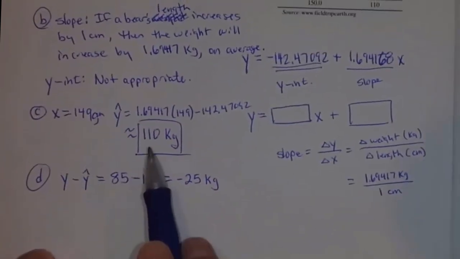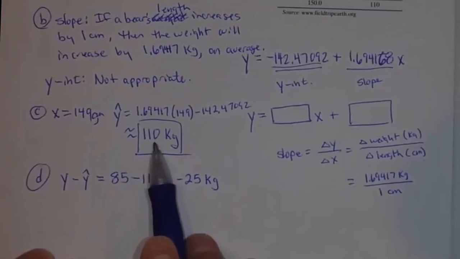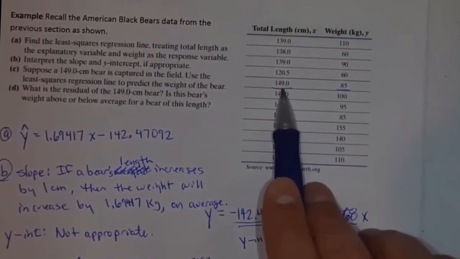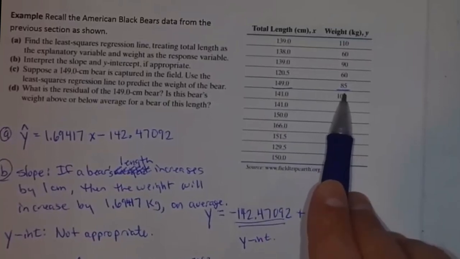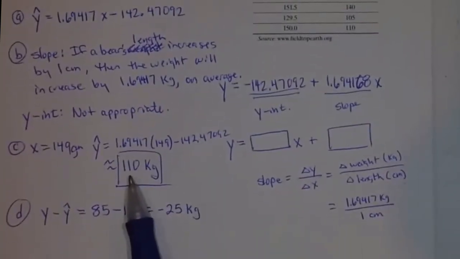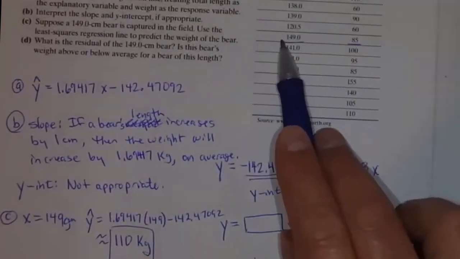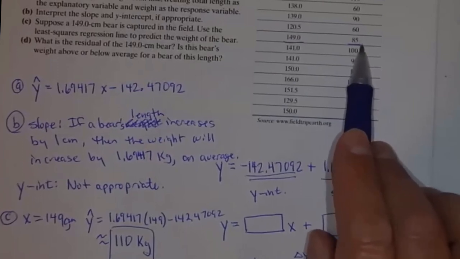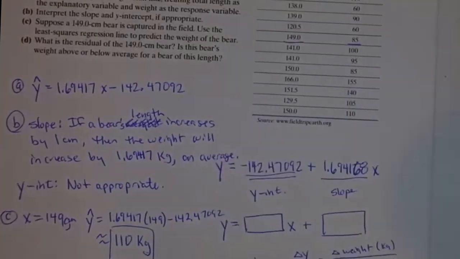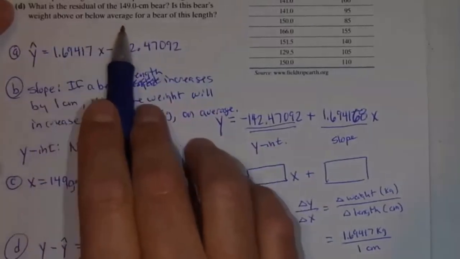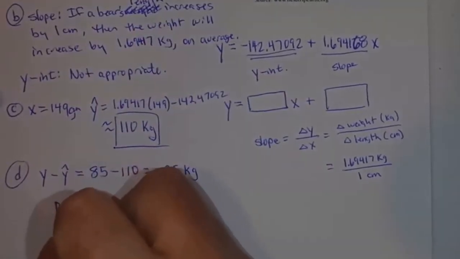So I would have expected a 149 centimeter bear to weigh 110 kilograms. This bear right here was 149 centimeters, and it only weighed 85. I would have expected, based on my regression line, for it to weigh 110, but it only weighed 85. So this bear was below what I expected. It's below average for 149 centimeter long bears. So is this bear's weight above or below average? It is below average.